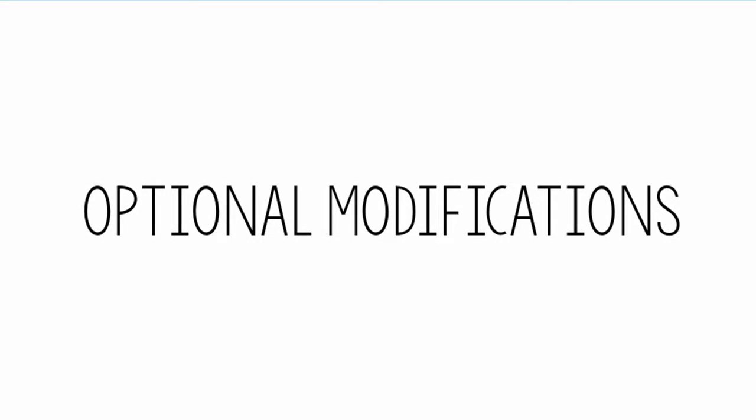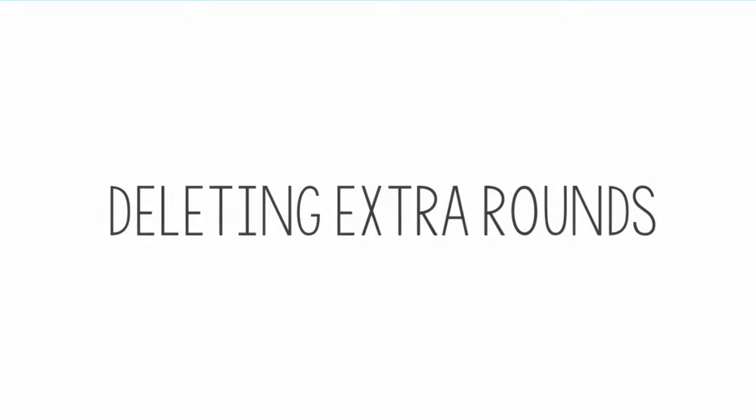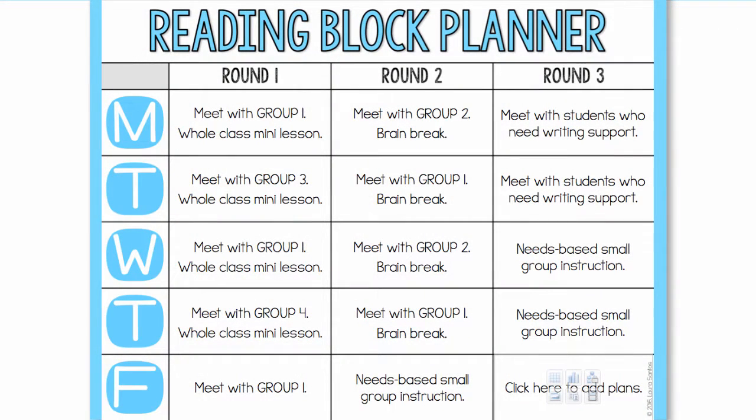Now, I want to talk to you about a few modifications that you may need to make to the slide deck. The first thing I want to talk to you about is deleting extra rounds. If you only have enough time in your day for 2 or 3 rounds of reading rotations, you can simply delete the extra sections for the extra rounds. For example, I only have time for 3 rounds each day. Therefore, I don't need the sections for the 4th and the 5th round. So I need to delete those slides.